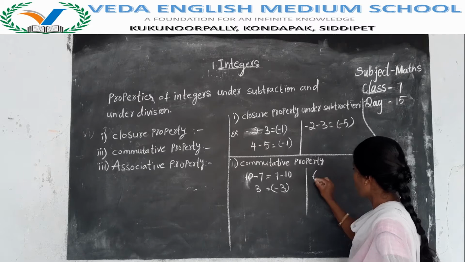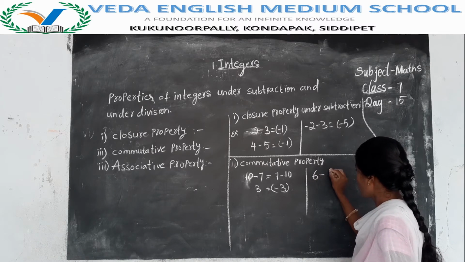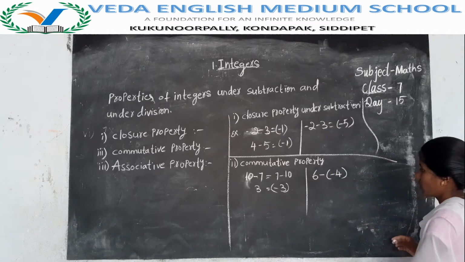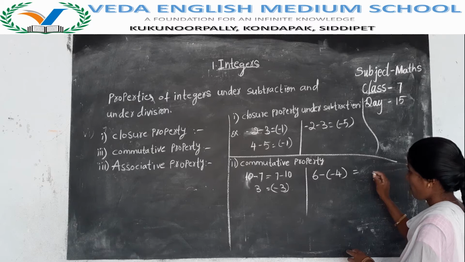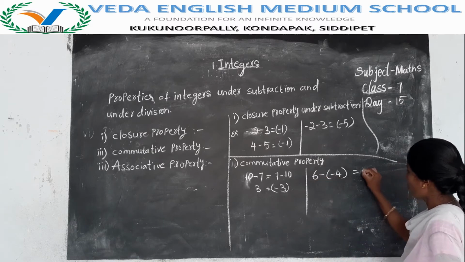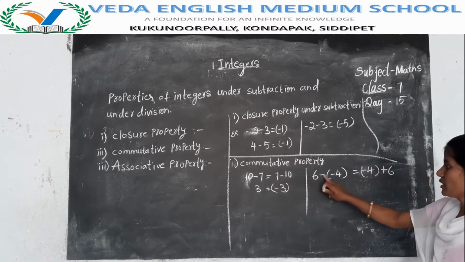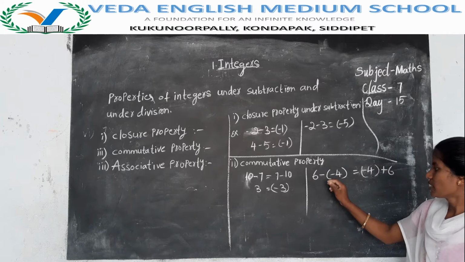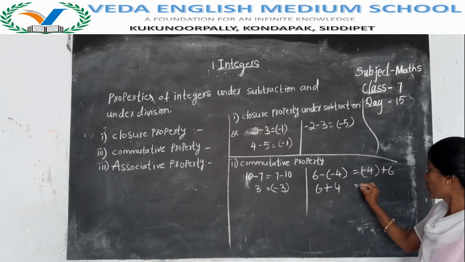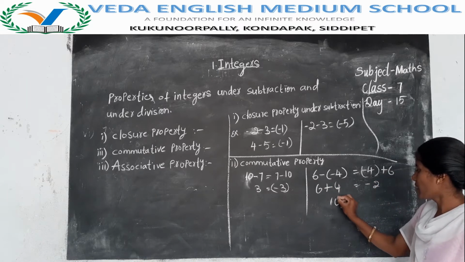Now I am taking 6 minus of minus 4. 6 minus of minus 4 means minus 4 it is plus 6. 6 minus into minus plus it is 4. Now it is minus 6 plus 4 it gives minus 2. 6 plus 4 is 10, it is 2.